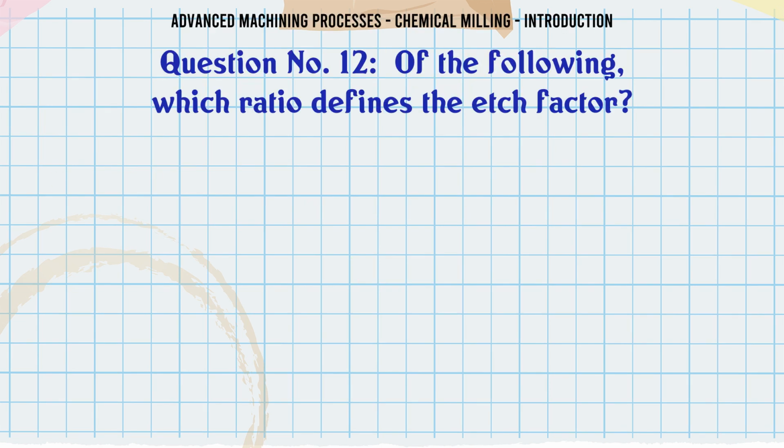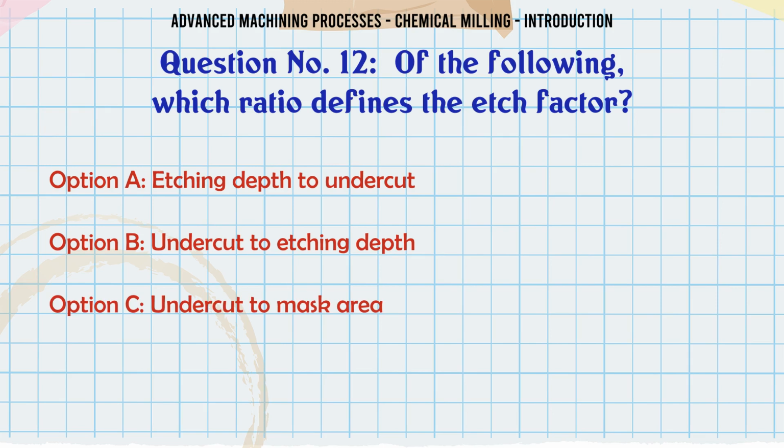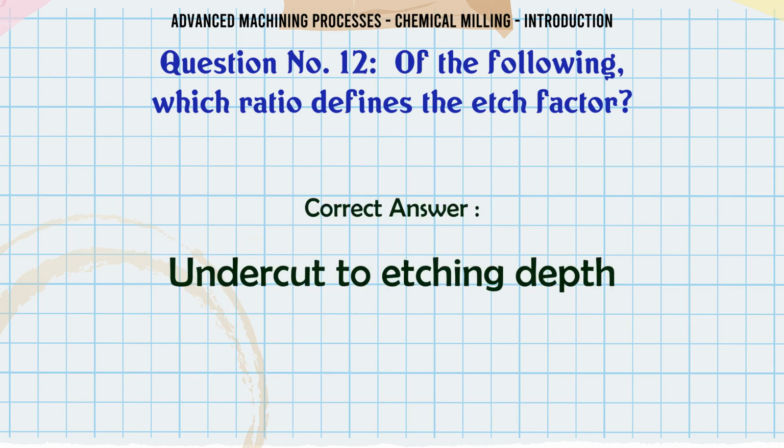Of the following, which ratio defines the etch factor? A. Etching depth to undercut. B. Undercut to etching depth. C. Undercut to mask area. D. Mask area to undercut. The correct answer is undercut to etching depth.